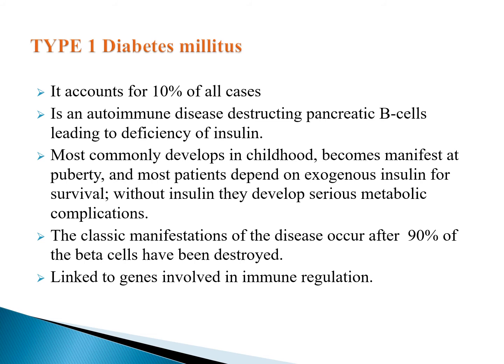The patient with type 1 diabetes cannot depend on lifestyle modifications and oral hypoglycemic agents alone, because these patients have a state of insulin deficiency. There is no insulin production. So without insulin, they will enter into serious metabolic complications. The classical manifestations of the disease occur, as I said, when most of the pancreas is destroyed, like 90% of the pancreatic mass. And this type is an autoimmune disease, and it is linked to genes involved in the immune regulation.